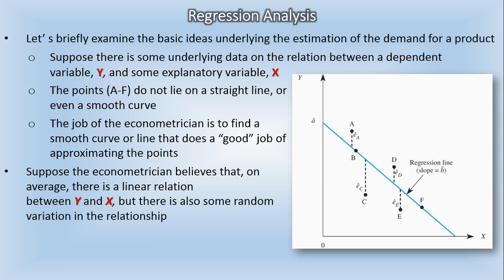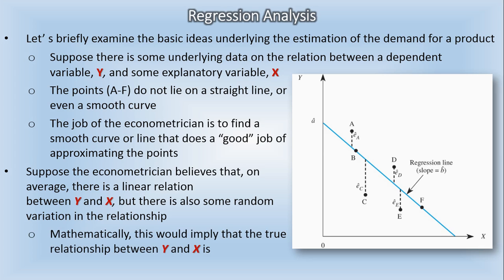So suppose the econometrician believes that on average there is, let's say, some linear relationship between y and x, but there's also some random variation in the relationship. Even though the points don't necessarily fall onto a line, they approximate that negative relationship that can be approximated by a line with a negative slope. And then there's some error, meaning that there's going to be some distance from that line for each point, which we can call the error for each of those points. This is the amount that the points are varying from the relationship that we think exists there.